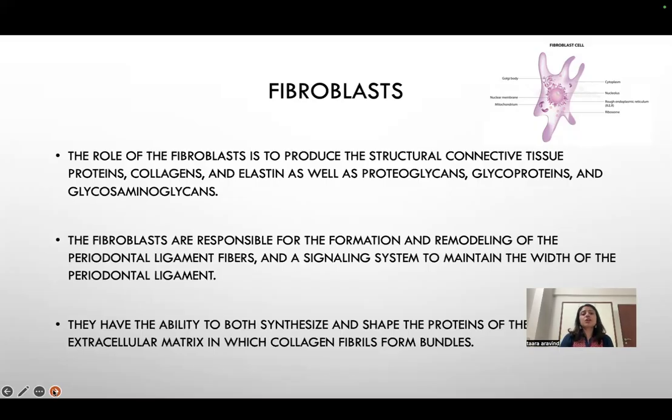The role of the fibroblast is to produce the structural connective tissue proteins, collagens and elastin, as well as ground substance, proteoglycans, glycoproteins, and glycosaminoglycans. They have a dual function. They are responsible for the formation and also remodeling of the periodontal ligament fibers, and a signaling system to maintain the width of the periodontal ligament. They have the ability to both synthesize and shape the proteins of the extracellular matrix in which collagen fibrils form bundles.